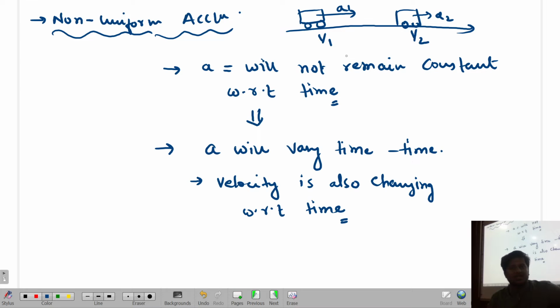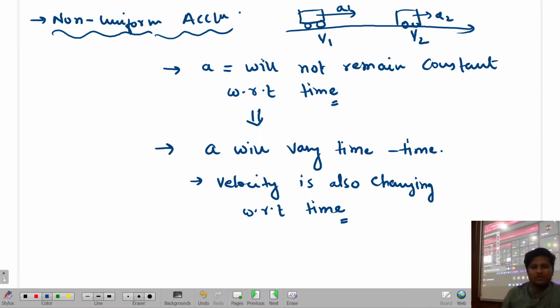It will not remain changing like, okay, first 1 meter per second, then 2 meter per second, then 3 meter per second. It is not going to happen like that. Are you able to get me or not? Are you able to understand these two differences over here?